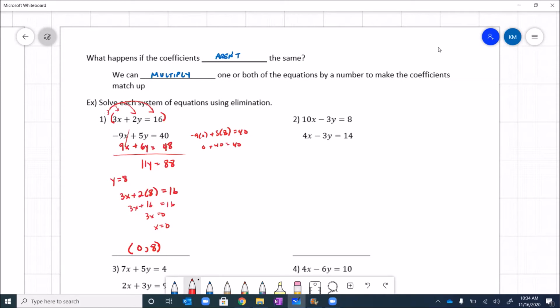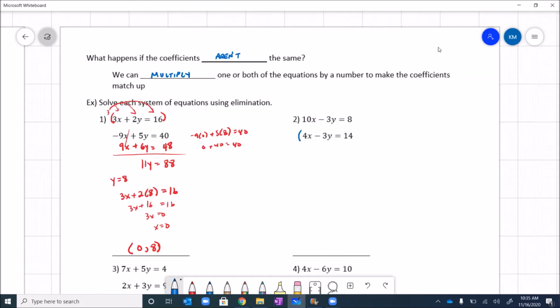All right, second problem here. We've got 10x minus 3y equals 8 and 4x minus 3y equals 14. So as we look, they don't have the same number and opposite signs, neither one of them, but which ones would be closest to getting that? What I noticed is that these are really close. The y's are just both -3y. We don't want them to both be -3y. And so what we could do is change one of them.